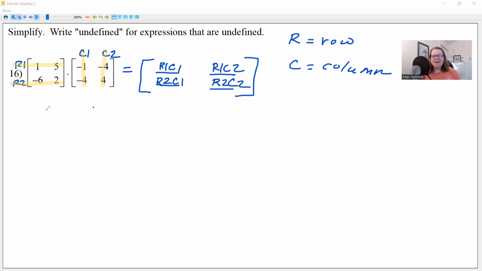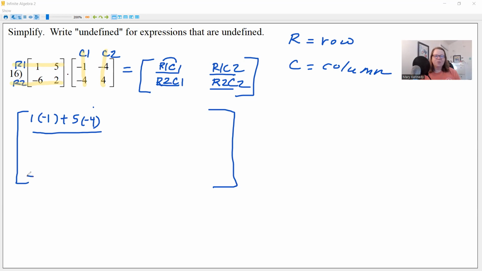All right. So now we're going to do row 1 times column 1. They're kind of pushed together, right? R1, C1, it's stuck together. So that means that we're going to do row 1, which is 1 and 5, and then we're going to multiply it by column 1, which is -1 and -4. And that's going to be the first spot in my new matrix. Oh, that one's way too close, since I'm writing so big here.